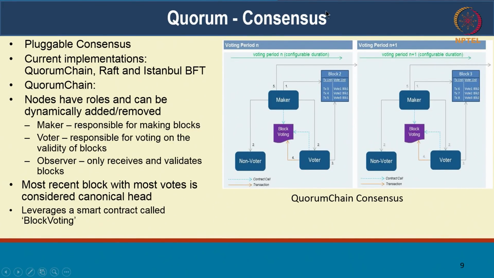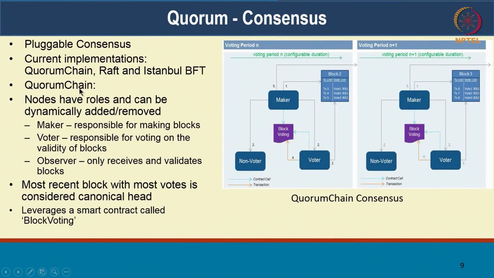So now let's look at consensus. How does consensus work? Like I mentioned, they've removed the proof of work consensus in Ethereum, and they've replaced it with a pluggable notion of consensus. Today there are some implementations of this consensus available. One of them is Quorum Chain. It's their own consensus algorithm, and it works based on voting.